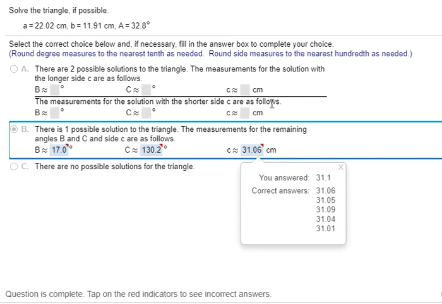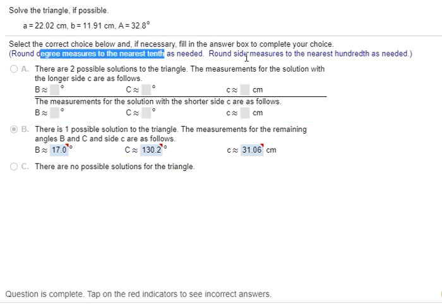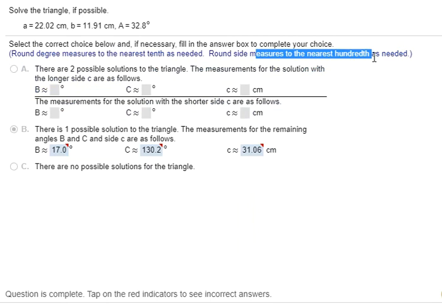And so again, it wanted the degrees to the nearest tenth, one place, and it wanted the side to the nearest hundredth, two places. Okay, so just to try to explain, you were working very similar to what I did. I'm sure you got very similar answers, just the rounding was off. It looks okay.